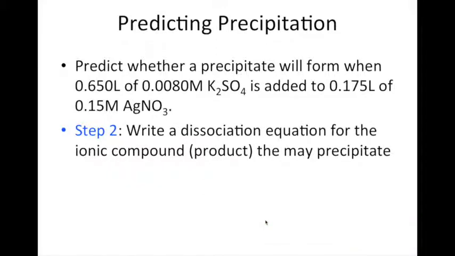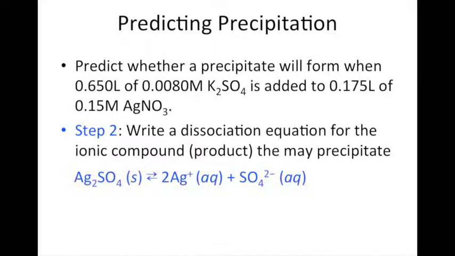So next, let's write a dissociation equation for the silver sulfate. Remember, we're only concerned with the silver sulfate from here on out. So our silver sulfate is going to dissociate, or vice versa, the silver and the sulfate will react to form silver sulfate here. And since silver has a +1 charge, we're going to have 2 silvers for every 1 sulfate.